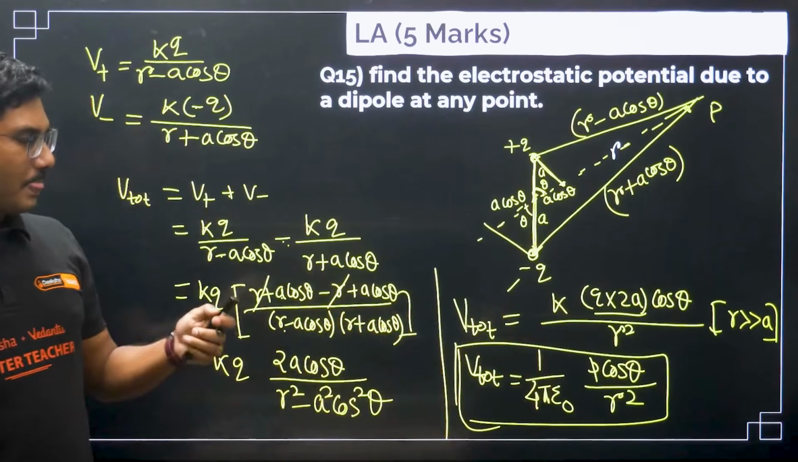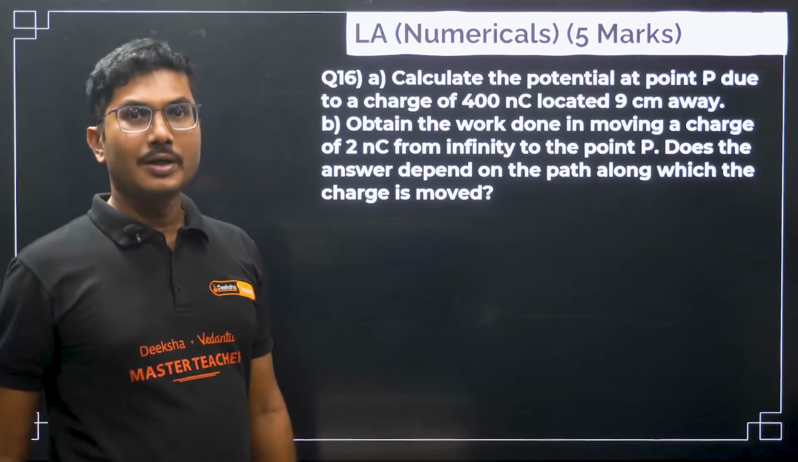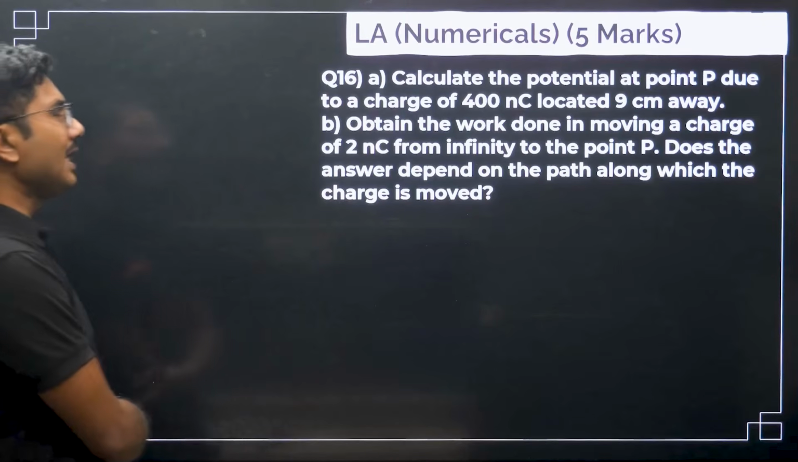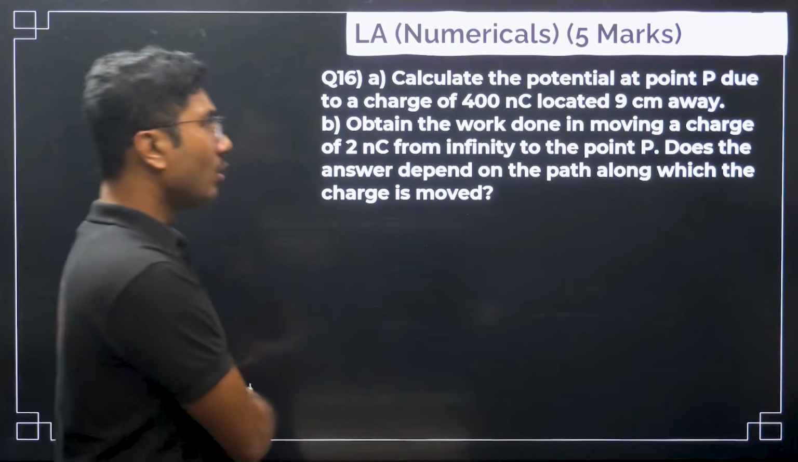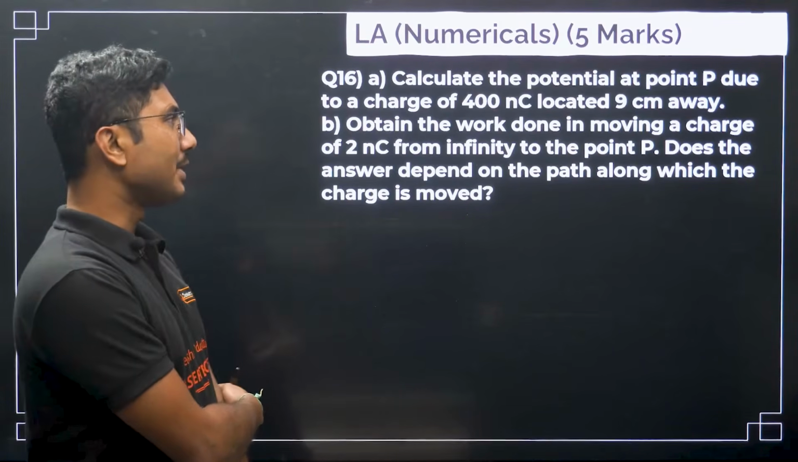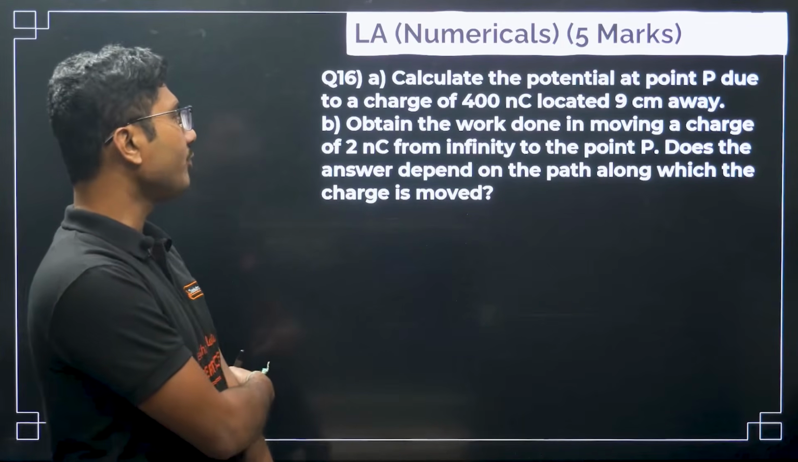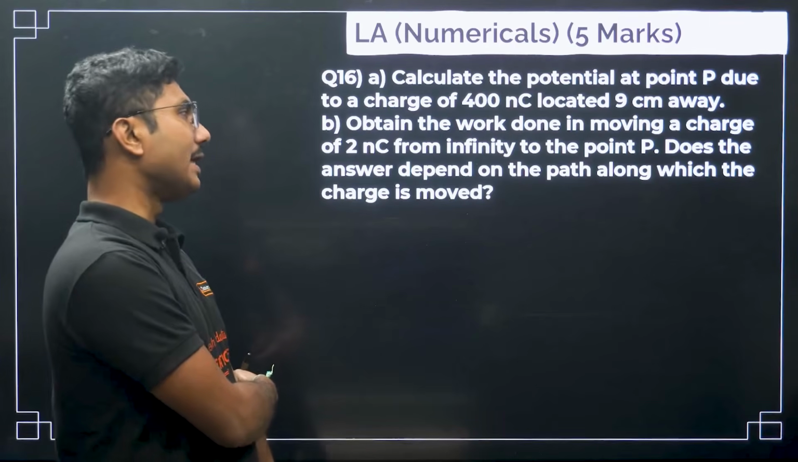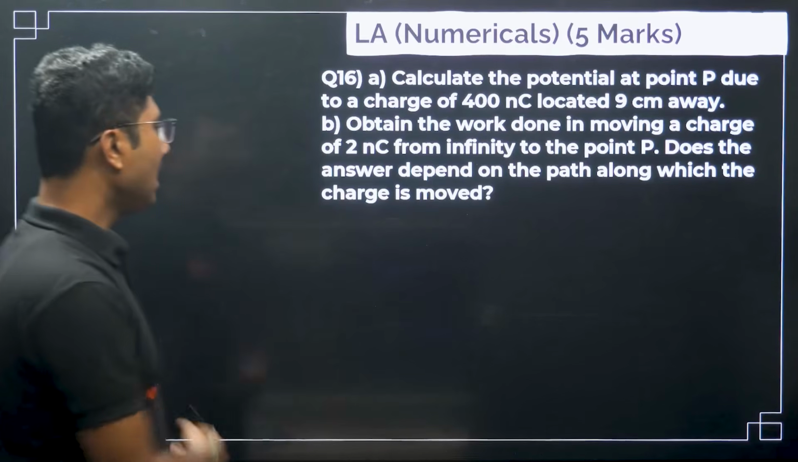Okay, now next time for us to solve some numericals. Calculate the potential at point P due to a charge of 400 nanocoulomb located 9 centimeter away. Obtain the work done in moving a charge of 2 nanocoulomb from infinity to the point P. Thus the answer depends on the path along which the charge is moved.